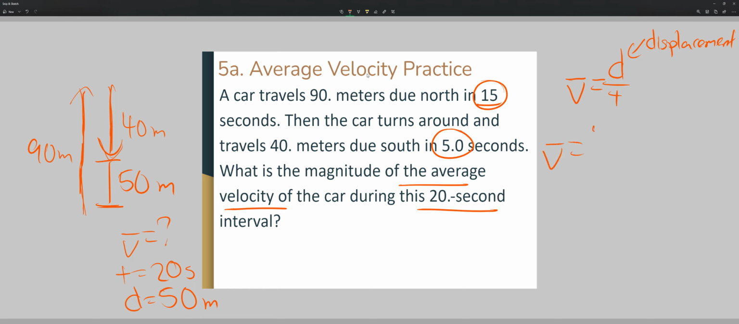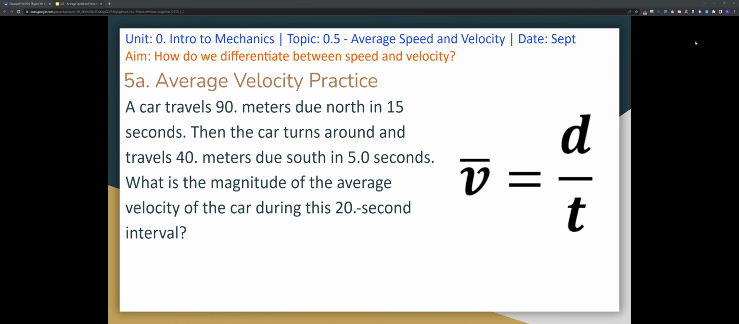So V bar is 50 over 20, and that gives me 2.5 meters per second as my average velocity. All right, I kind of went through that really quick, but hopefully it was understandable.